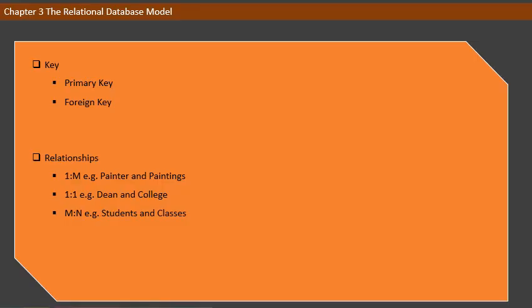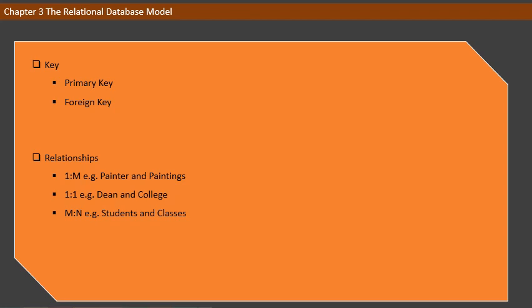So, first of all, chapter 3, which is the relational database model. We're going to be talking about the primary key, which is an identifier composed of one or maybe more attributes that uniquely identifies each row. And then you have a foreign key, which is basically a primary key of one table placed into another table, and it acts as a common attribute. We use a foreign key as a form of controlled redundancy.